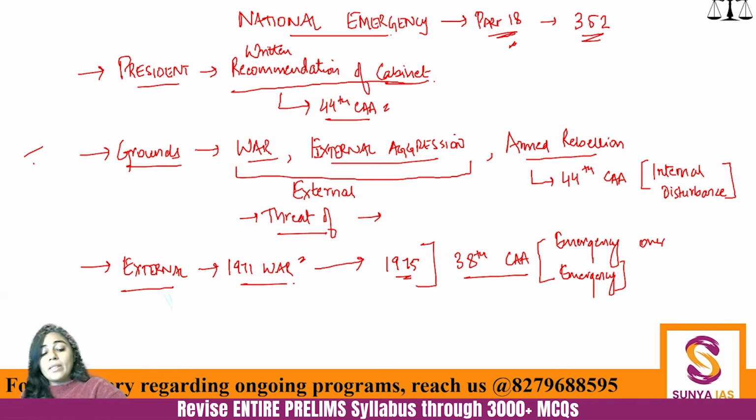Okay, then another thing when it comes to the national emergency, there's a lot to talk about, so just keep on making the notes. Now the president can impose a national emergency for either the whole country or even a part of the country. So if in any part of our country there is an emergency-like situation, like in Manipur, it was possible for the president to impose emergency just in that state and nowhere else.